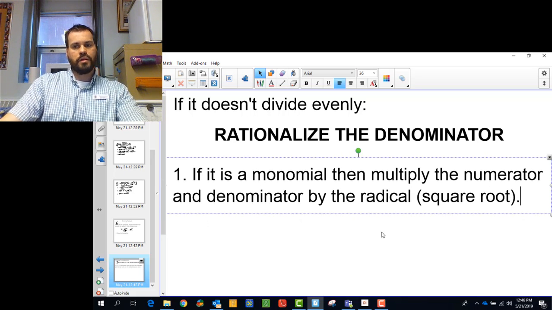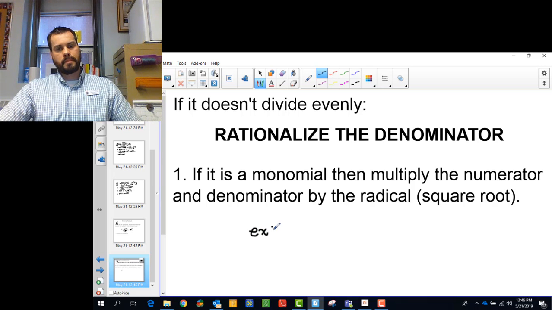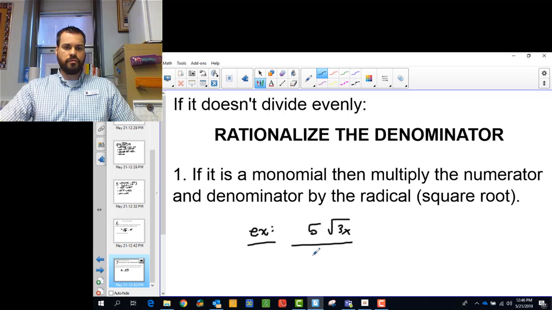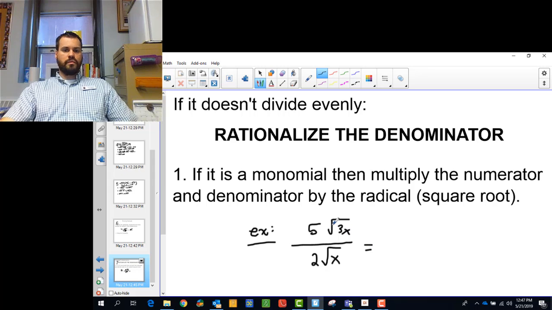I'll show you. So let's imagine, for example, that I have 5 square root of 3x, and I want to divide that by 2 root x cubed, let's say. All right, just to change it up a little bit. So this doesn't divide nicely. All right, 5 isn't divisible by 2, 3x is divisible by x cubed, but it's going to leave you with 3 over x squared, so that's not really that nice.